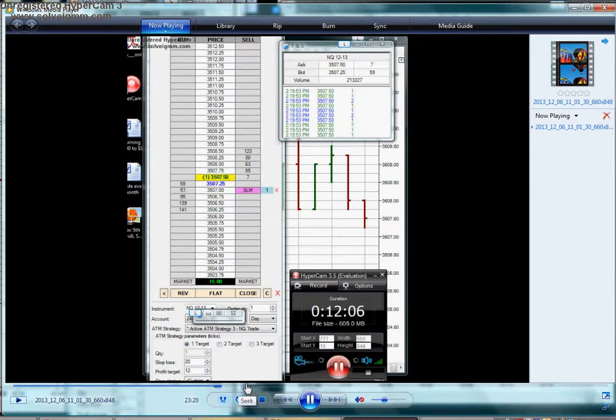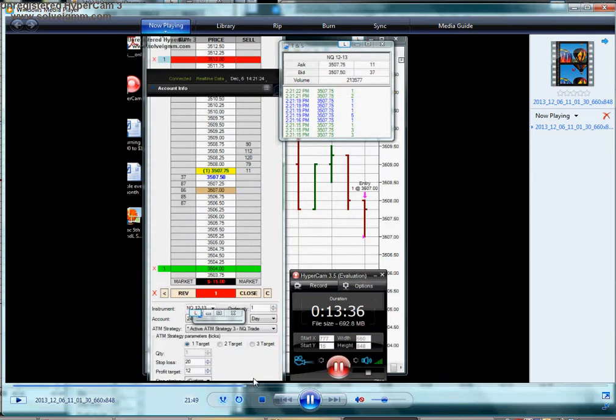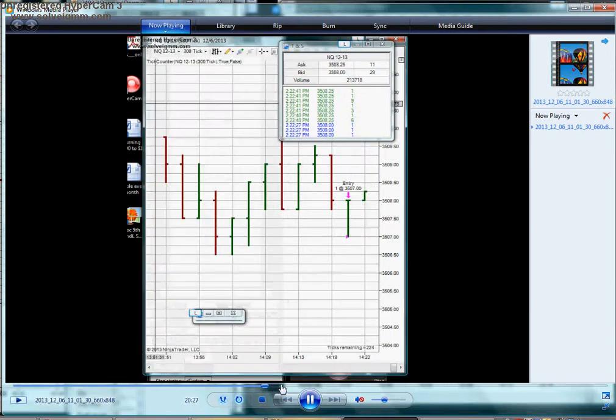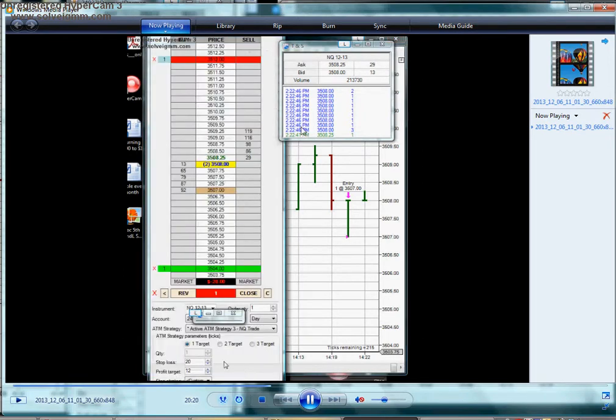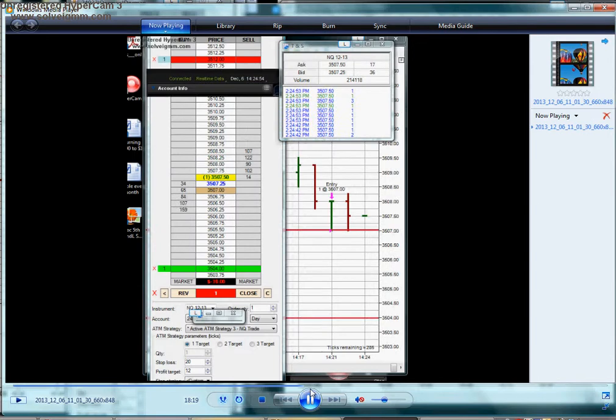Let me see. 2:21. Still in the trade. It's 2:22. I'm still in it. 2:23. So at this point, it went against me 1, 2, 3, 4, 5 ticks, and I'm still in the trade, waiting for it to give me my profit.